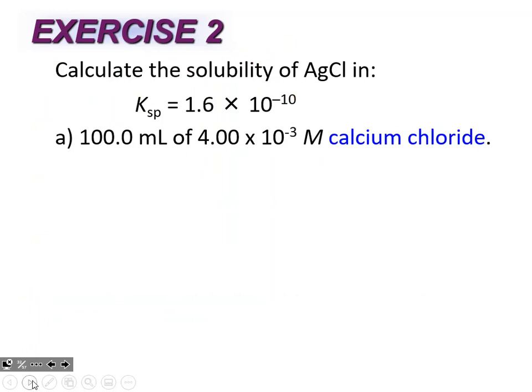So here, exercise 2, we want to calculate the solubility of the silver chloride, which has a Ksp of 1.6 times 10 to the minus 10. But instead of dumping it in pure water, which is what we did last time, we're actually going to put it in 100 milliliters of 4 times 10 to the minus 3 molar calcium chloride. So this one's not going into water, this one's going into something that already has a compound dissolved in it.